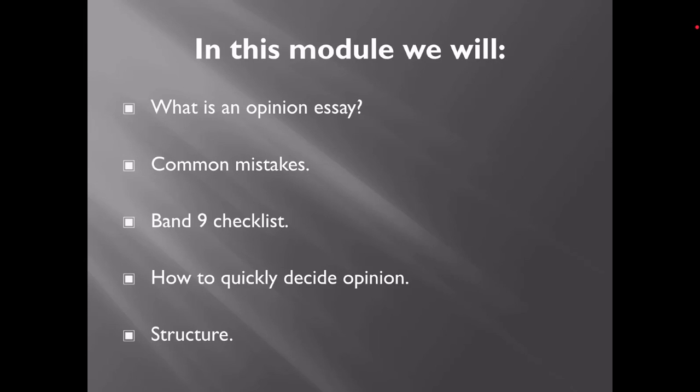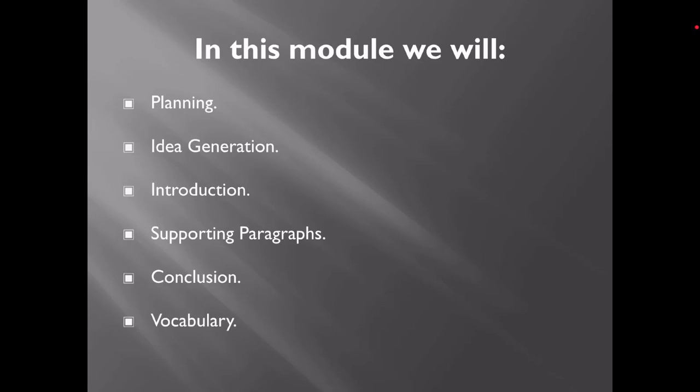In this module, we're going to look at what an opinion essay actually is. We're going to look at common mistakes, give you a Band 9 checklist, show you how you can quickly decide your opinion, and then give you that all-important structure that you can use for any opinion essay. We're going to look in detail at how to plan our opinion essays, how to generate ideas, how to write introductions, main body paragraphs, conclusions, and we're also going to look at vocabulary a little bit. Remember that the idea generation, introduction, planning, supporting paragraphs, conclusion, this is all just for opinion essays.